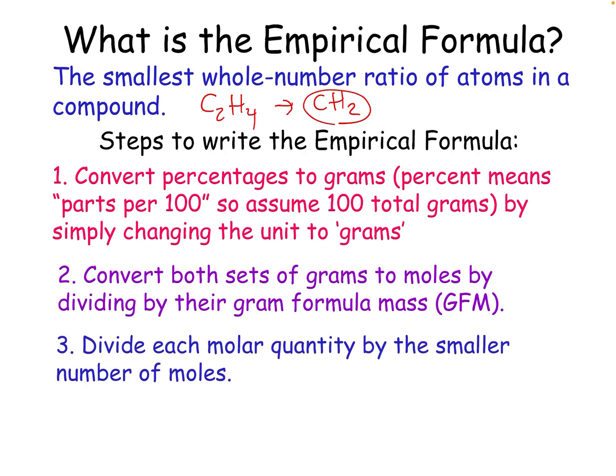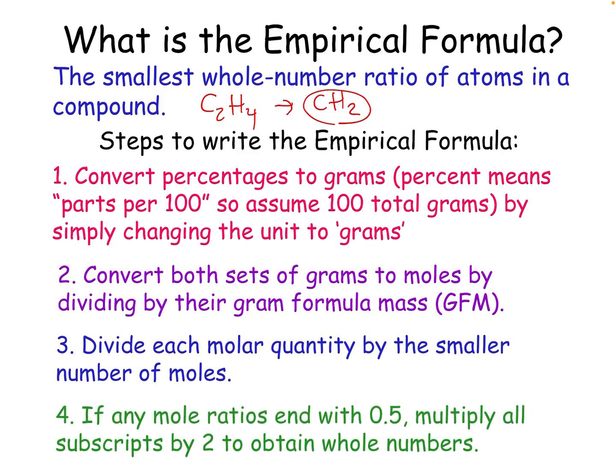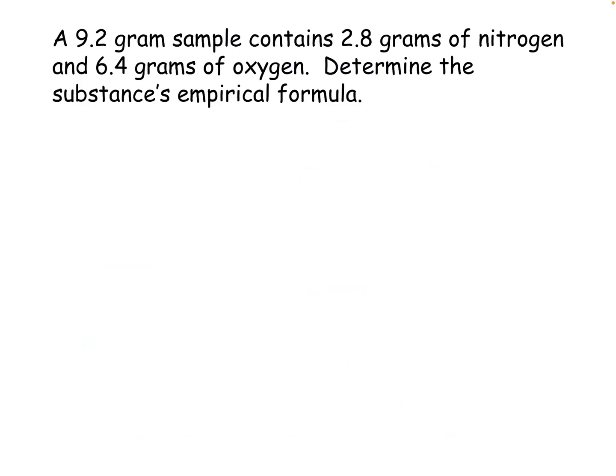Divide each molar quantity by whichever is smaller. So you're going to get a ratio of 1 to something. And if any mole ratios end in 0.5, double everything. So when you do this, you're going to get the subscripts. And it's going to be a 1 to something. And as long as one of those values is 1, it's going to be the simplest form. Let's give it a try.